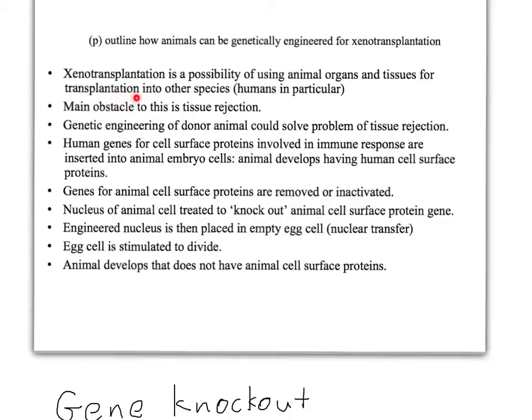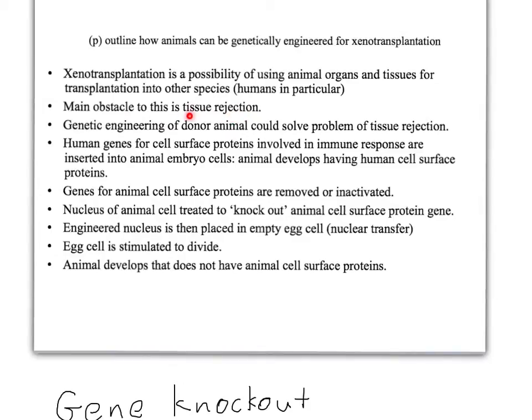Pigs, which are anatomically similar in size to humans, provide a possibility of being able to use, let's say, a pig kidney to transplant into a human being, which would give us a fairly limitless source of donor organs for the donor service. Okay. This isn't necessarily as easy as it sounds, however, because we have problems with tissue rejection.